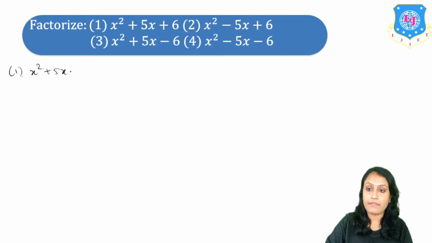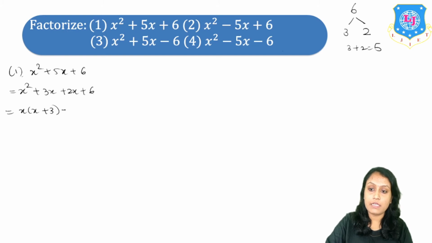x square plus 5x plus 6. Firstly, we'll find the factors of 6, and the addition of those factors should be 5. So if we take 3 and 2 and add them, we will get the answer 5. So we can write this as x square plus 3x plus 2x plus 6. Now take out x common from the first two, so we have x plus 3, and 2 common, so x plus 3. Take out x plus 3 common, so (x plus 3)(x plus 2).